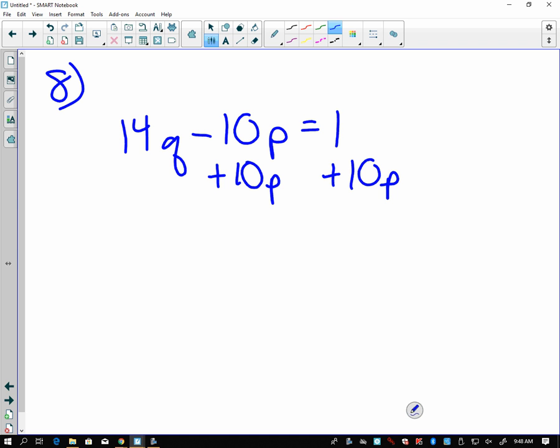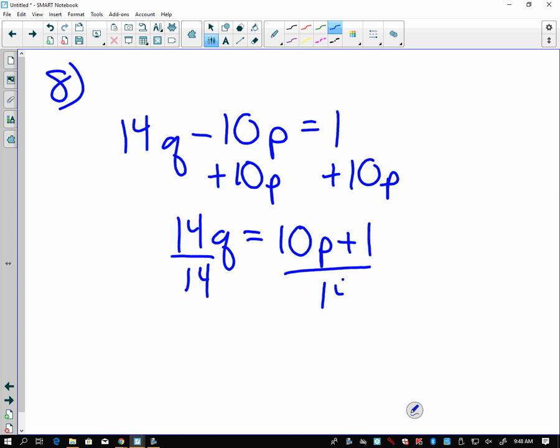What do I get? No. 14q equals what? No, because this is not a p, I can't combine that term. 10p plus 1, now what? Divide by 14 on both sides. Okay, so I get q equals 10/14, which will reduce to 5/7. So 5/7 p plus 1/14. Okay, that's what we're looking for.